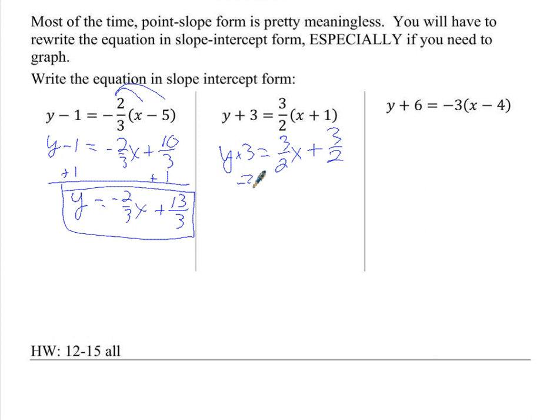Subtract 3 from both sides. It's not always going to be nice, easy numbers. So you got to learn to work with them. On the left side, we're left with what? Y equals 3/2 x. And now I got to figure out what 3/2 minus 3 is. It's negative 3/2.